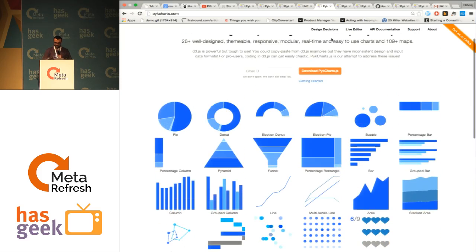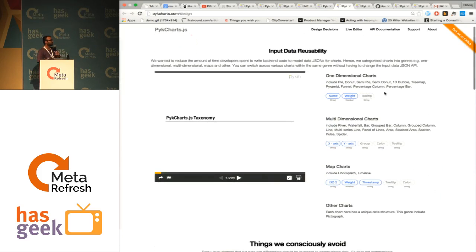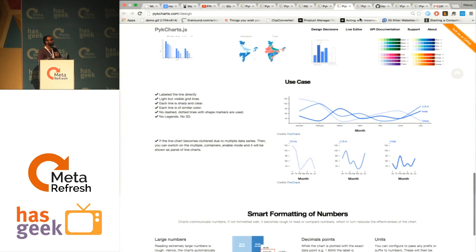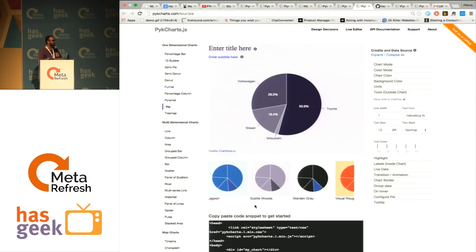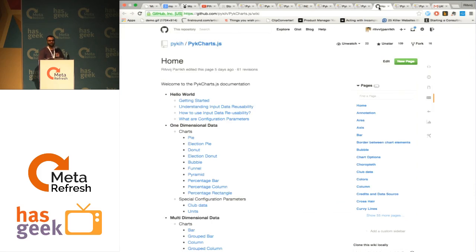Do try it out. We've taken a lot of design decisions to actually come to this, all the way from how to design the data to what all to remove. You can even do the color theming. Finally, you have a live editor, so you can modify the charts as you like, change the parameters, copy the code, and get running. And finally, the toughest thing out there, we wrote documentation.